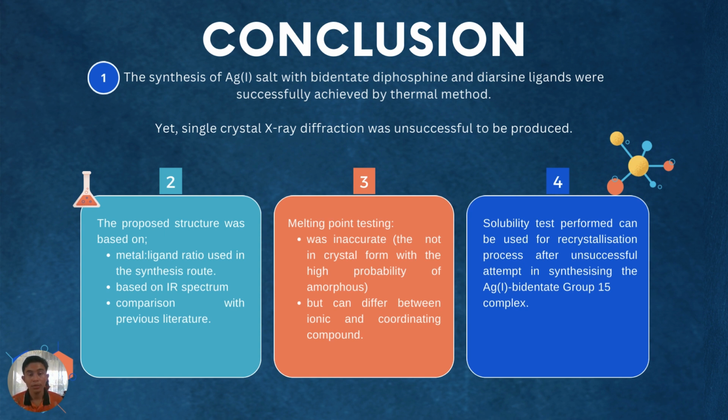However, the melting point testing was inaccurate since the complex was not in a crystal form, with a high probability of being amorphous, but as I said just now, we can differentiate between ionic and coordinating compounds. And lastly, the solubility test performed can be used for the recrystallization process after the unsuccessful attempt of synthesizing the silver(I) bidentate ligand complexes.